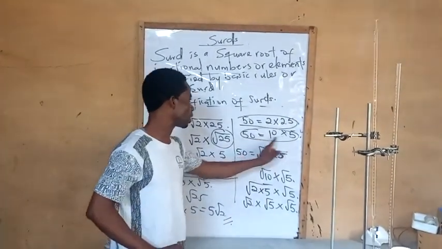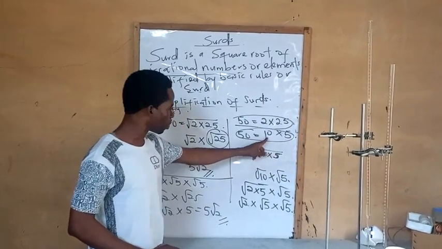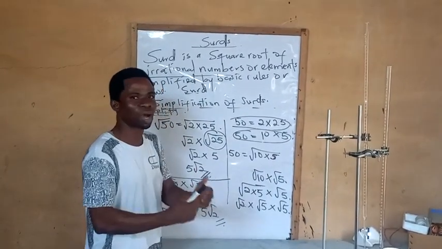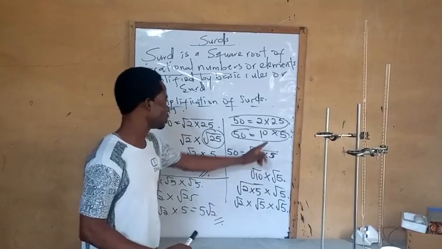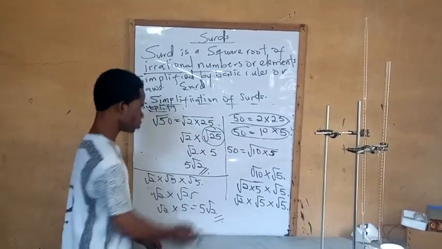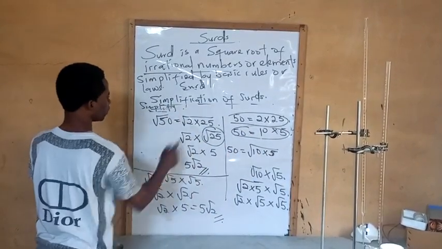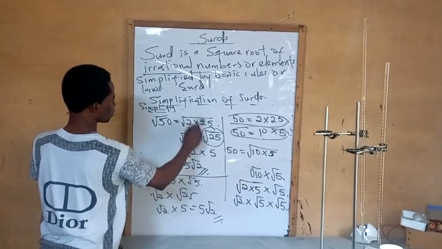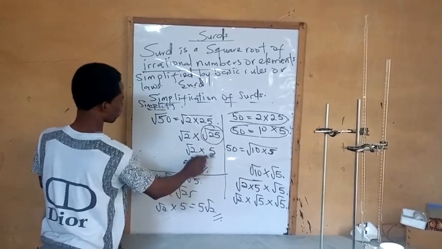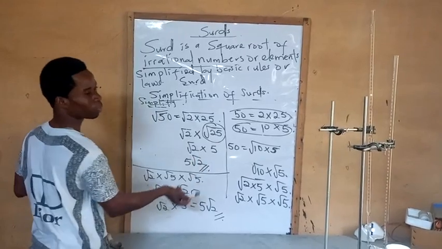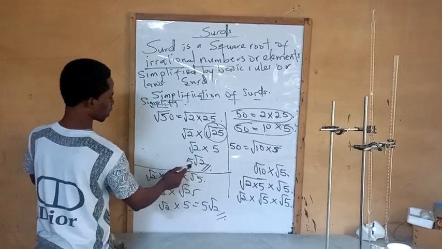But if you look at the second one, 10 times 5, it will work, but it will require more stress than this one. When I pick this one, 2 times 25, just split it: root 2 times root 25, and root 25 is 5. This one is solid, it cannot be broken down. So just say 5 times root 2, that's 5 root 2.